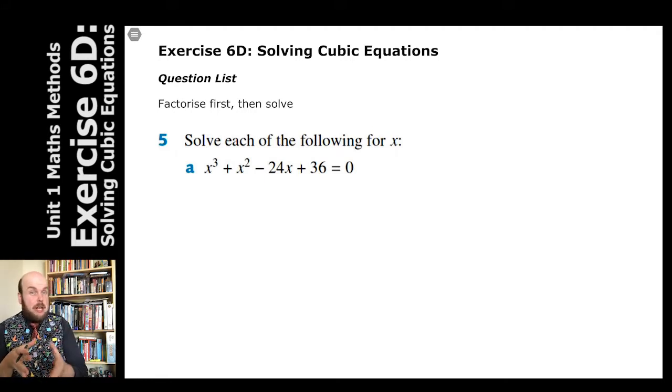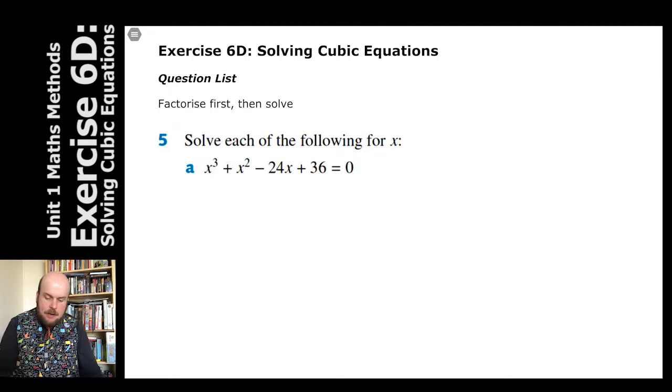So much like a quadratic, we try to factorize it first, make it all equal to 0, and then we can solve accordingly. In order to do this, we need to factorize and get it all into brackets, and then make each bracket equal to 0. So let's start with this first one.